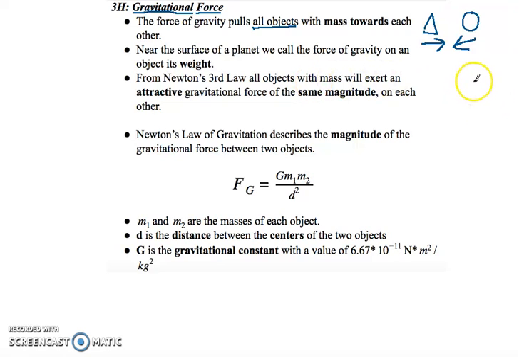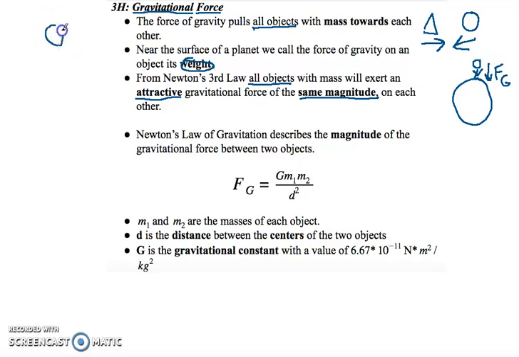Near the surface of a planet, as you've seen before, we call this force of gravity weight. So again, remember that on a planet, near the surface, we call that force of gravity weight. Again, from Newton's third law, all objects with mass are going to exert this gravitational force on each other. And this gravitational force is attractive, meaning that it pulls everything towards other stuff, and it's of the same magnitude.